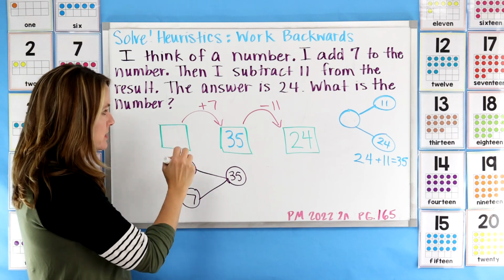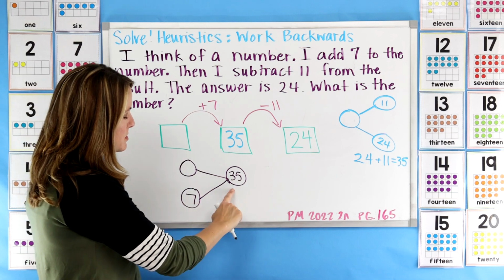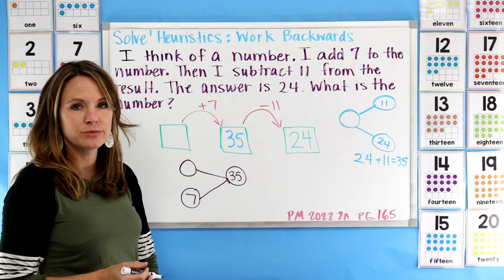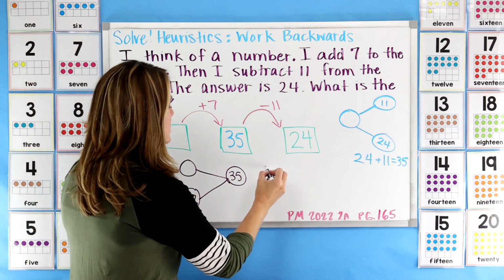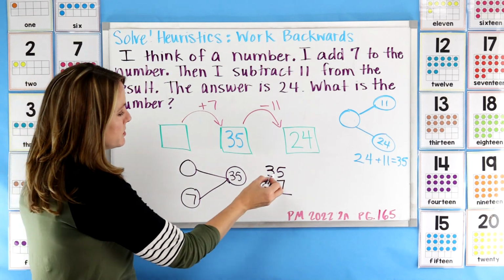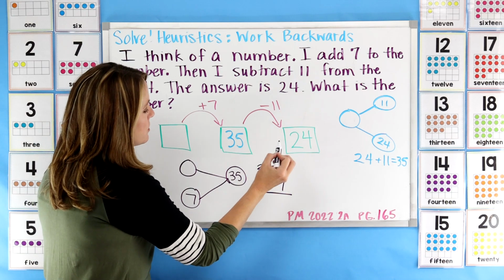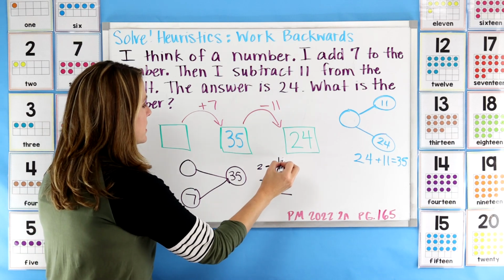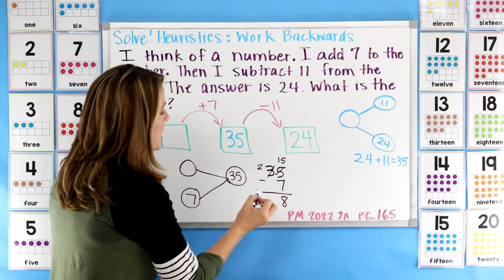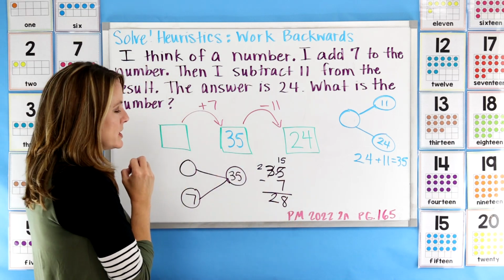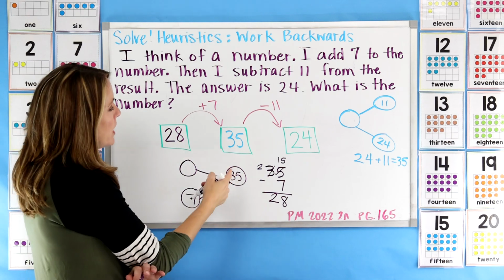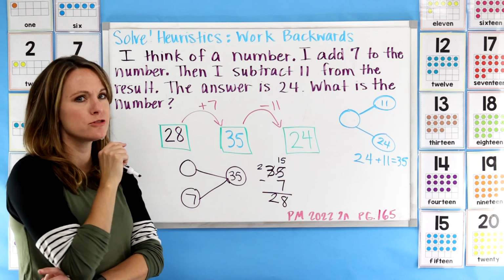So if I'm thinking about this, something plus 7 gives me 35. How am I going to find what this is? What operation could we do? We could subtract. We could say, well, 35, and if I take away 7, I'm going to have to do some renaming here. I could rename a 10 for 10 ones and add that to the 5 ones that I already have there, and I end up with 15 ones. I know 15 take away 7 is 8, and I have 2 tens, so now I have 28. It's 28 and 7 more, 35? Yep, so that checks.